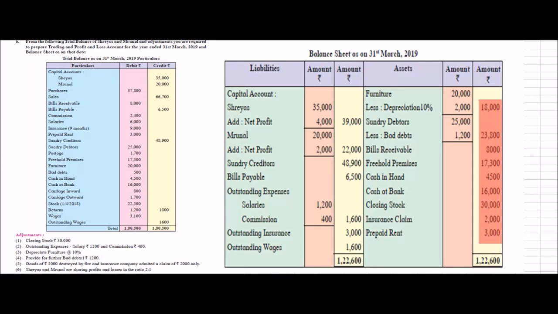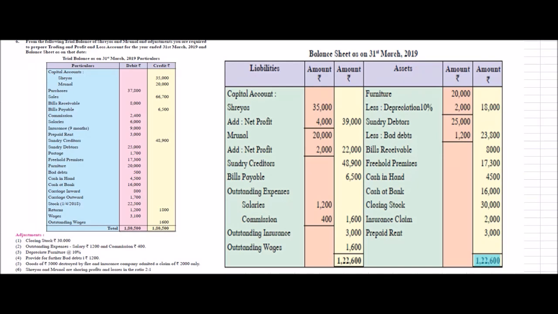In total it becomes 1,22,600 rupees. 1,22,600 is the total amount of the asset side.